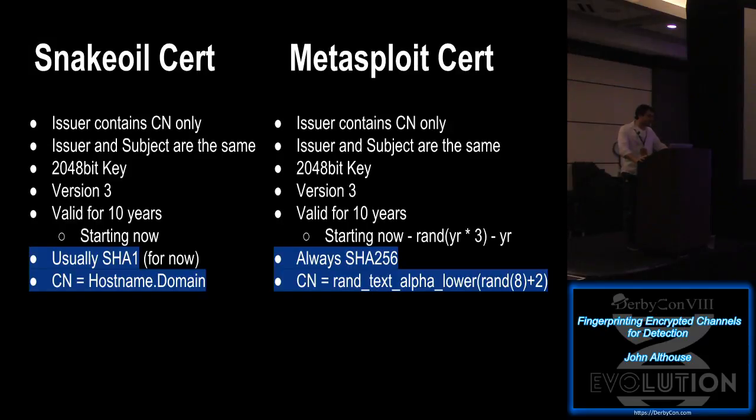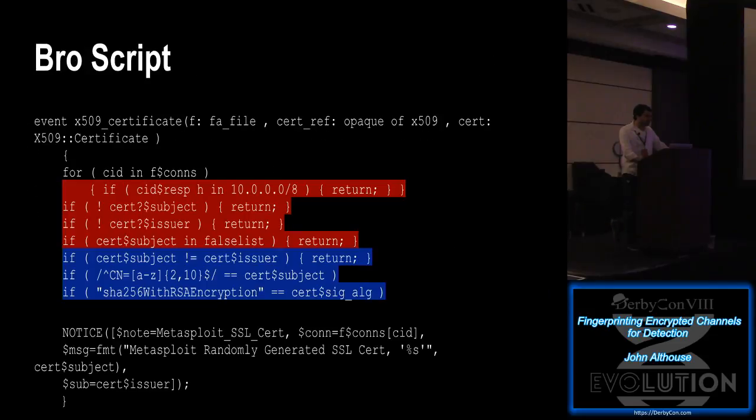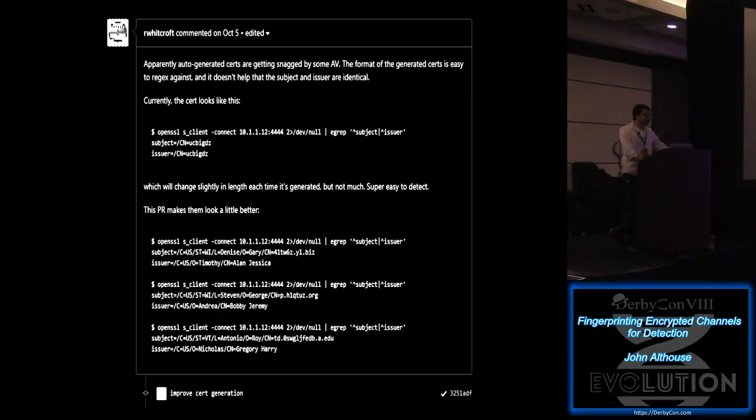And then the CN for the snake oil cert was hostname.domain, uppercase characters. And the Metasploit cert was just 2 to 10 characters, lowercase alpha. So detection actually turned out to be really easy there. And that worked for a little bit. However, it was changed again.